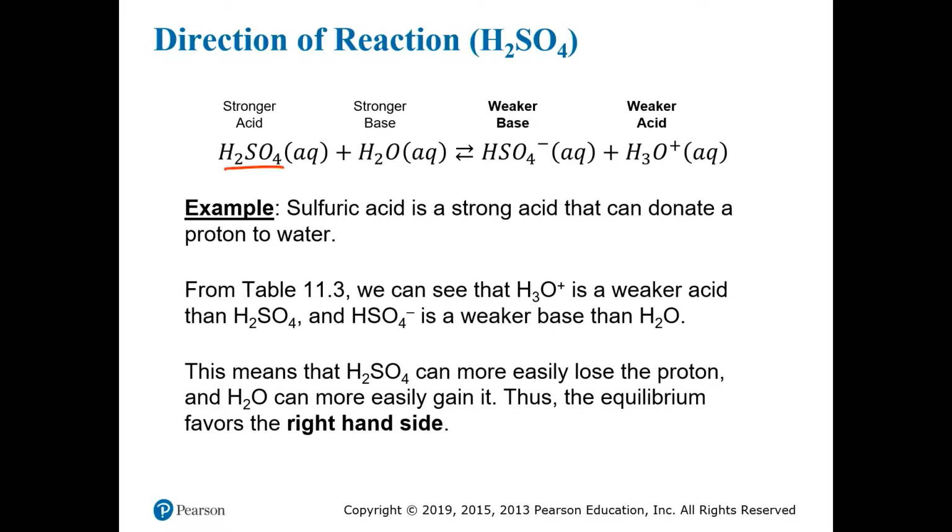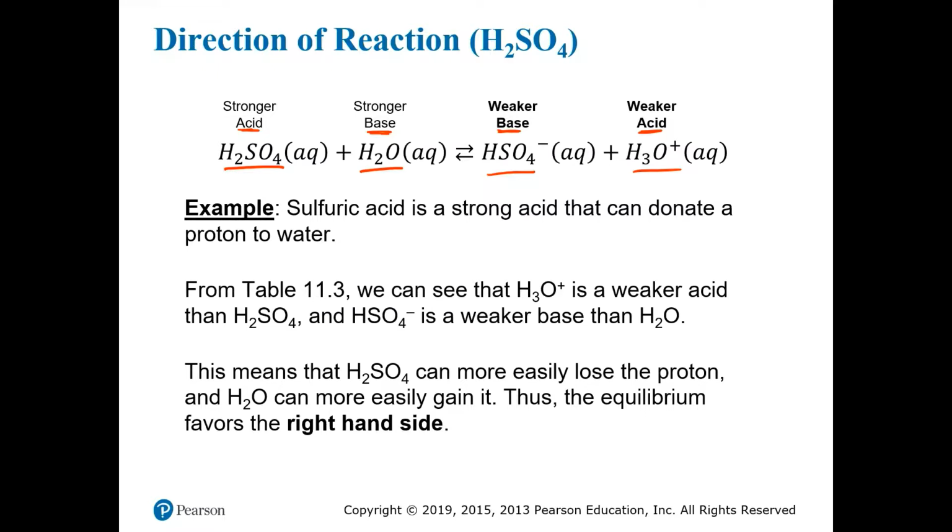Here we have H2SO4, which is sulfuric acid, and this is dissolved into water, H2O. And when sulfuric acid interacts with water, it donates a proton, it loses a proton to become HSO4-, and the water gains a proton to become H3O+. So it's clear that sulfuric acid is giving away a proton, which makes it an acid. The water is taking a proton, which makes it a base. On the right-hand side, the HSO4- is the conjugate base to the sulfuric acid, and the H3O+ is the conjugate acid to the original water.